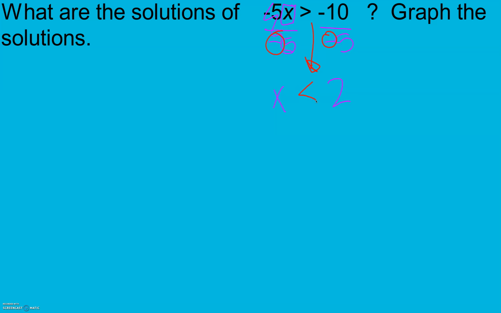So x is less than 2. If I plug in 2, I get -10 equals -10, so I know my boundary point is right as far as my solution goes. Now we need to graph it and check and see if our inequality is right.